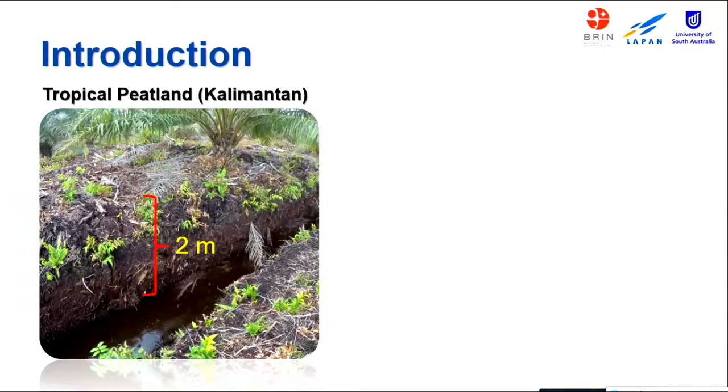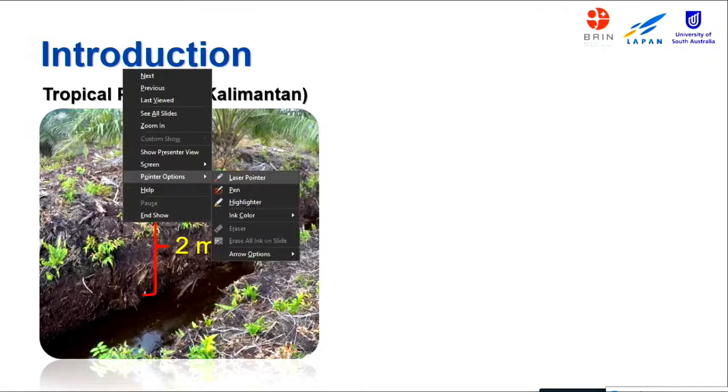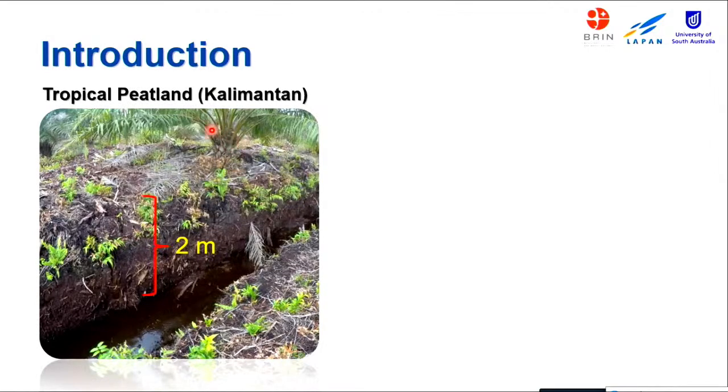Okay, first, let me show you about the peatland. This is for those who haven't been to peatland before. This picture I took in Kalimantan. Here the peatland has been used as plantation, as you see, on the laser, this is the palm oil plantation. And you can see the depth is about 2 meters.